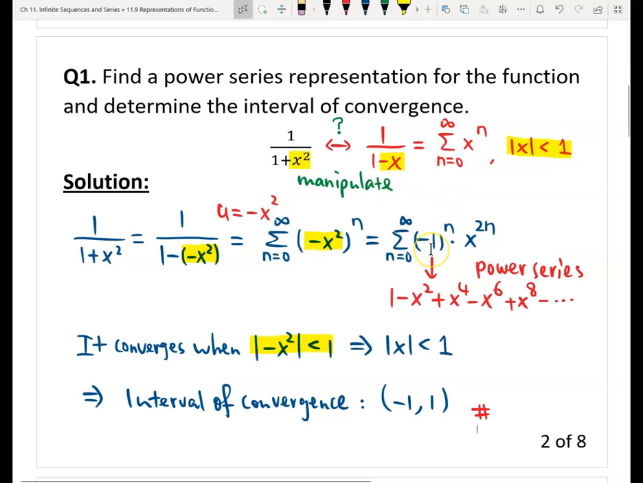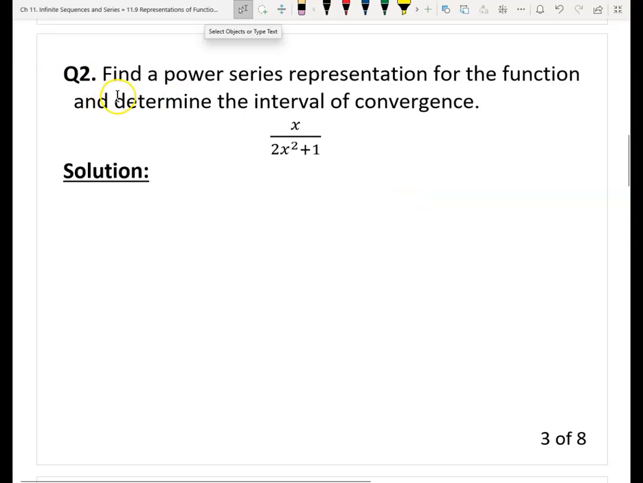Let's practice one more question. Here is the second question. This time we have this function, a little bit of a difference. On the top, we have a function x, but don't worry, this x does not matter. We don't need to change anything in this part, because this x is already a power. So our function is still linked to the geometric series representation, which means this is still linked to 1 over 1 minus x.